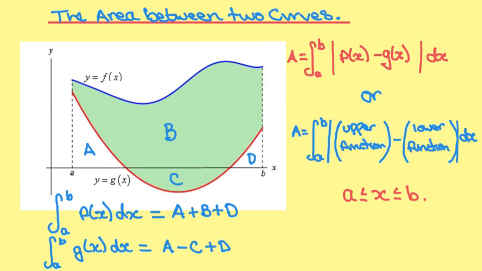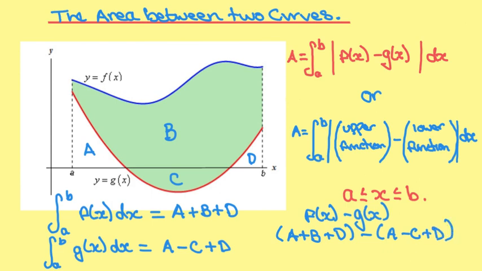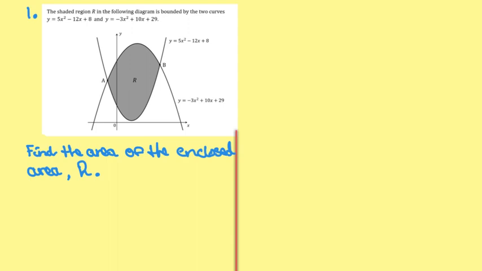If I then subtract g of x from f of x, I get f of x minus g of x, which would be equal to A plus B plus D minus A minus C plus D. And as you can see, the A's cancel, the D's cancel, so I am left with B minus C, which is equal to B plus C, which is the area of the green section. Now let's go through some questions.